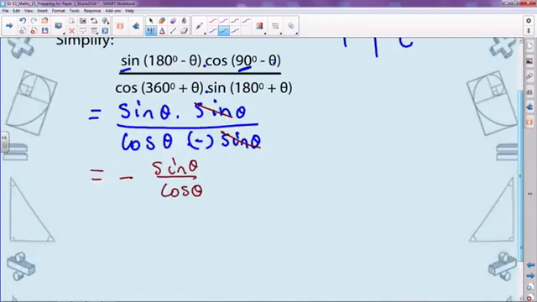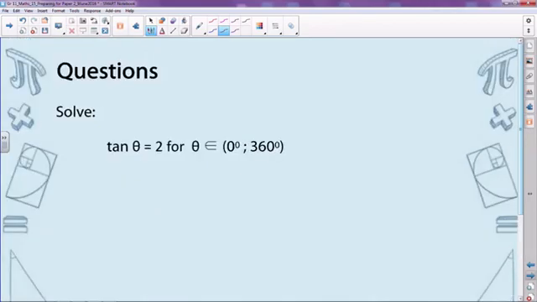All right, so now sine over cos goes back to our quotient identity, right? Sine over cos is tan, so we've got negative tan theta. So our final answer is negative tan theta.